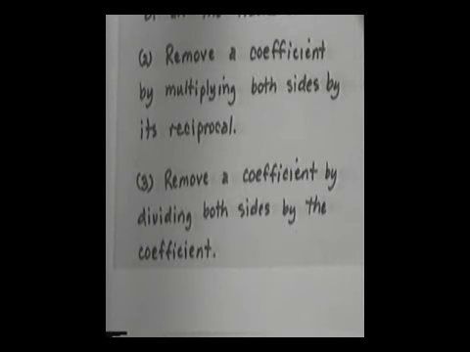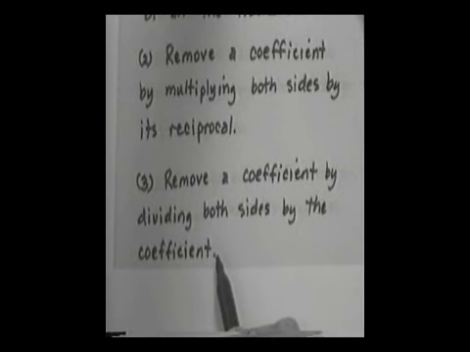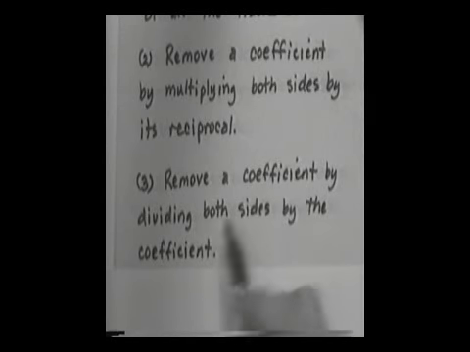If the coefficient is 5, we can remove it by dividing both sides by 5. If the coefficient is -10, we can remove the coefficient -10 by dividing both sides by -10. Let's look at examples that illustrate all of these uses.